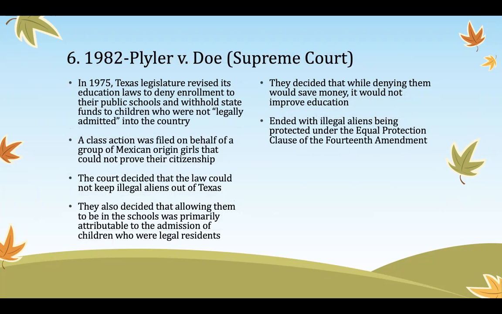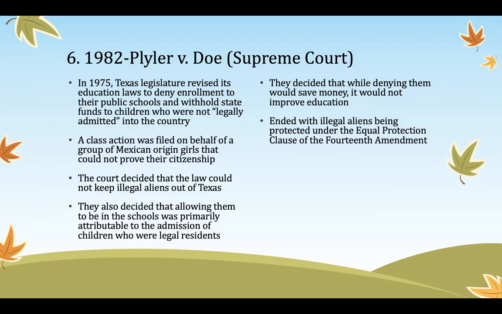Then we have Plyler versus Doe, which went to the Supreme Court in 1982. In 1975, Texas revised its education laws and denied enrollment to anyone who was not legally admitted into the country. A class action was filed on behalf of a group of Mexican origin girls who could not prove that they had citizenship in the United States. The court decided that the law could not keep undocumented children out of Texas schools. They also decided that allowing them to be in schools would not primarily detract from the admission of children who were legal residents.